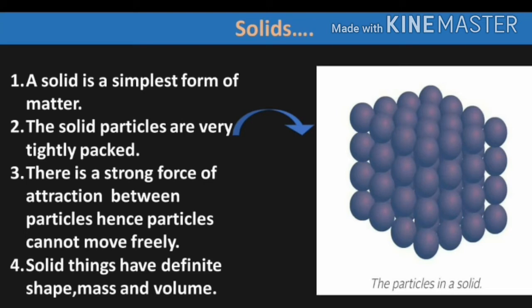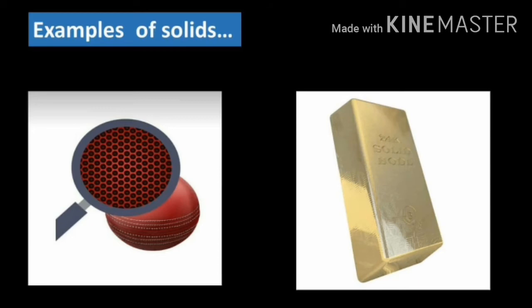Solid things have definite shape, mass, and volume. The shape of a solid thing cannot be changed if displaced from one container to another. Examples of solids are a ball, a piece of metal, a pencil, a pen, and so on.